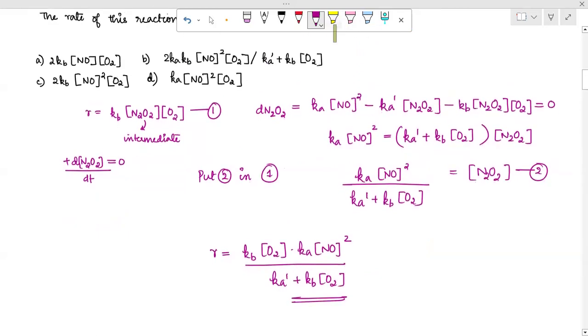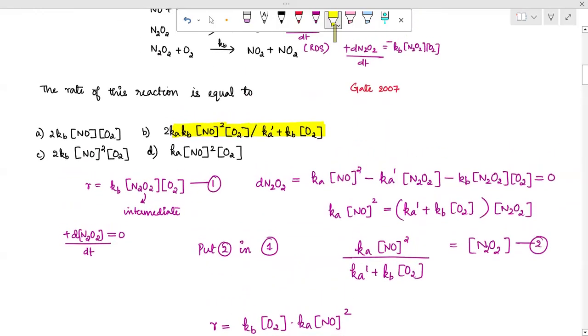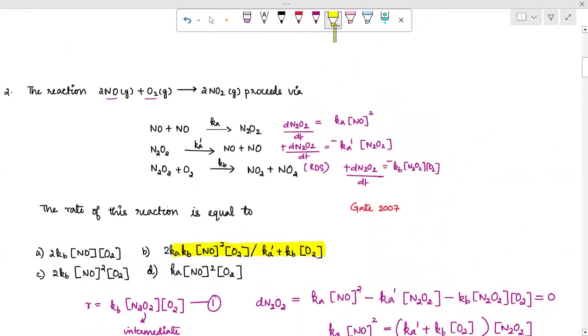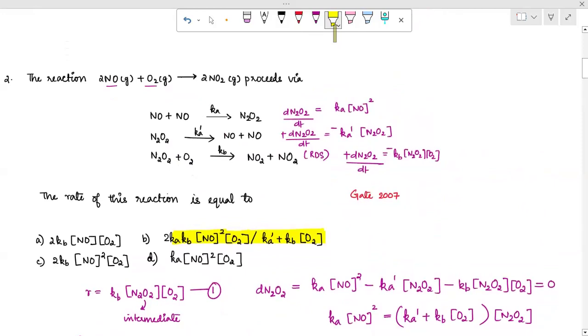So if you look at the options, what you can see is Ka, Kb, O2, NO2 square divided by Ka prime plus Kb into concentration of O2 is already there. But a 2 is missing. Now, actually, if the rate of the reaction is the question, this was supposed to be the answer. But what they have done over here is, please look at the reaction.